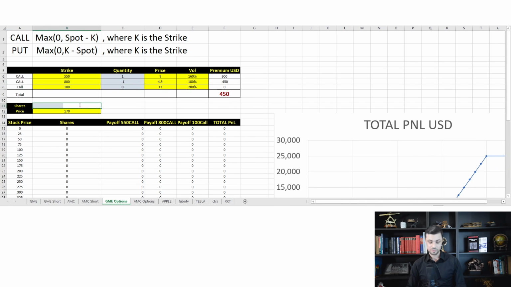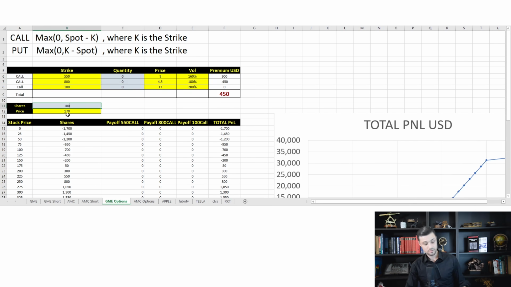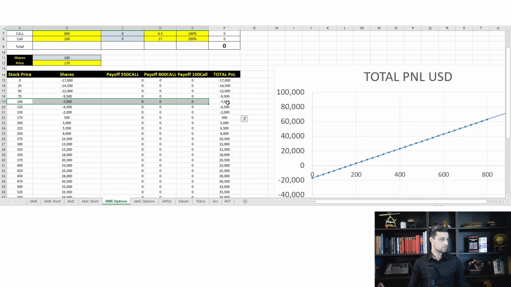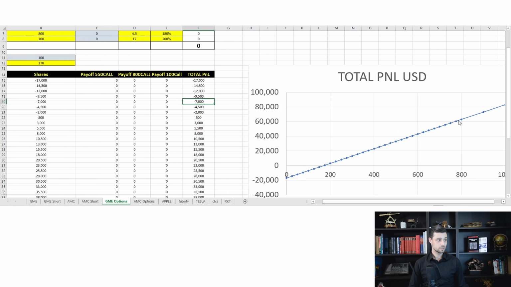So let me just show you, for example, if you have, let's say, 100 shares, your P&L profile is like this. For example, if GameStop goes to 100, you can lose $7,000 US. All right. So just remember this, because this is something that is possible. And this is your loss if we go there. Now, how much money can you make if we go to 800? You can make $60,000 US.